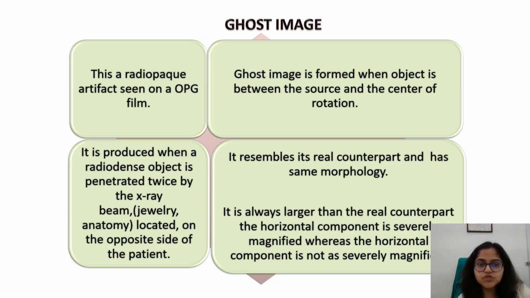Next is ghost image. So what is a ghost image? It is a radiopaque artifact seen on the OPG film. Ghost image is formed when the object is in between the source and the center of rotation, and it is produced when the radio-dense object is penetrated twice by the X-ray beam. It resembles its real counterpart and has the same morphology. It is always larger than its real counterpart. The horizontal component is severely magnified, whereas the vertical component is not severely magnified.